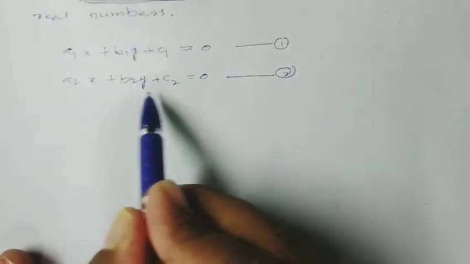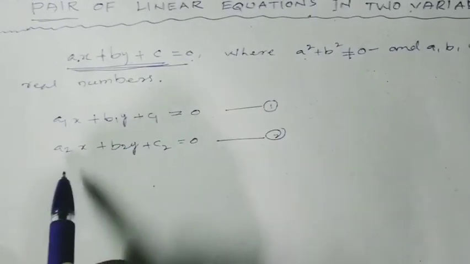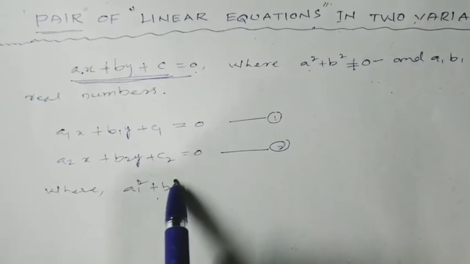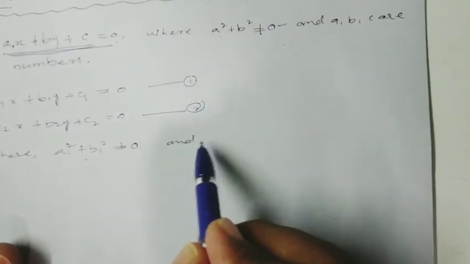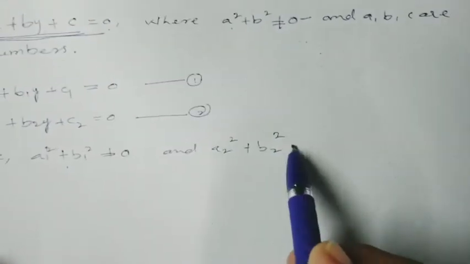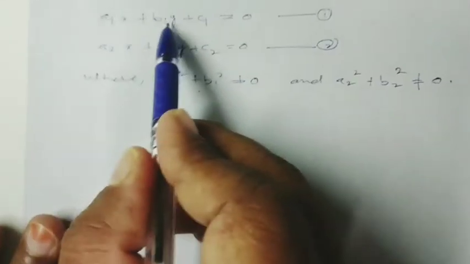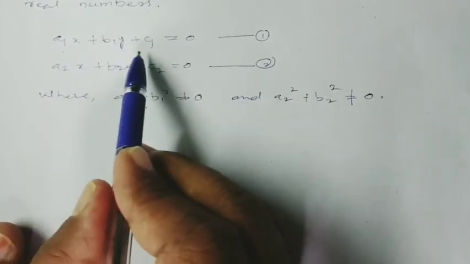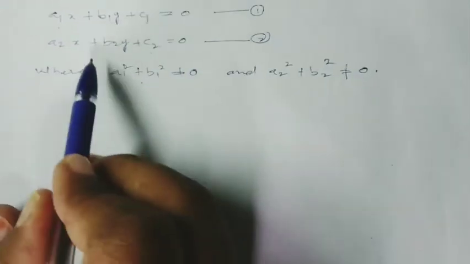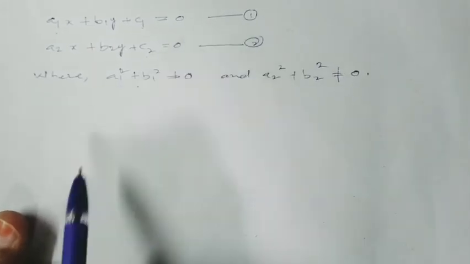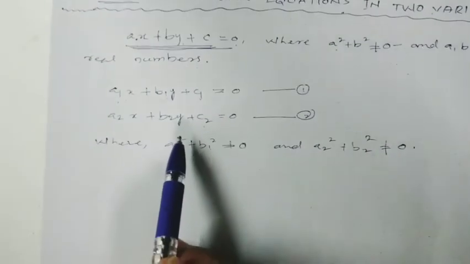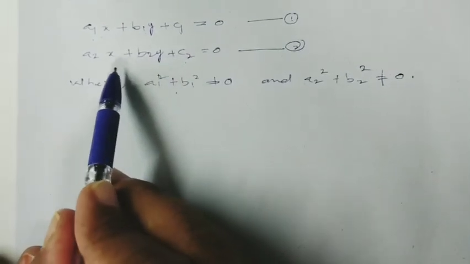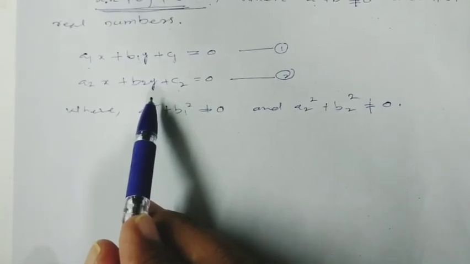Here a1, b1, c1 and a2, b2, c2 are real numbers, and here we have two conditions also, where a1 square plus b1 square not equals 0 and a2 square plus b2 square not equals 0. a1, b1, c1 are coefficients in the first linear equation. In the second one, the coefficients are a2, b2, c2. This is one pair of linear equations in two variables. This is also called the general form or standard form of the pair of linear equations in two variables x and y.